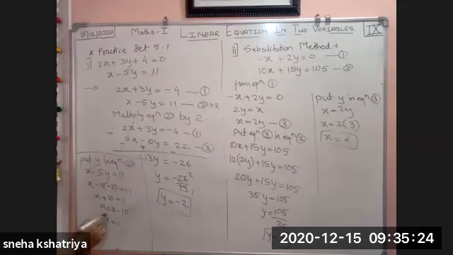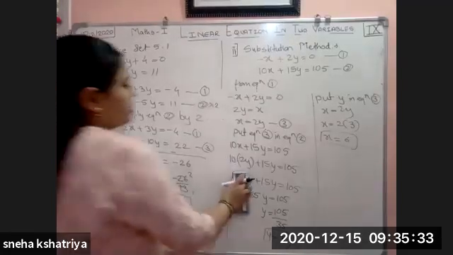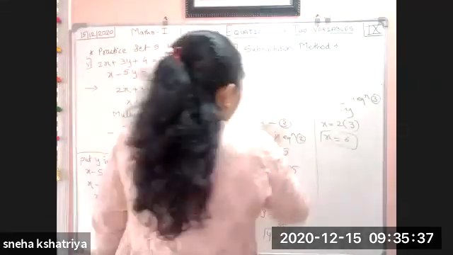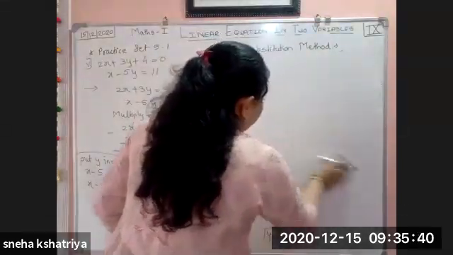x is equal to... 10 shifts to the right side, it becomes minus 10. 11 minus 10 is 1. x is equal to 1. y is equal to -2. So this is how we find the values of x and y by solving with the elimination method.